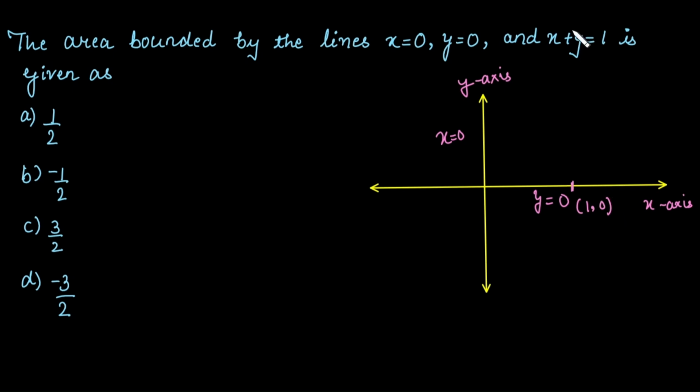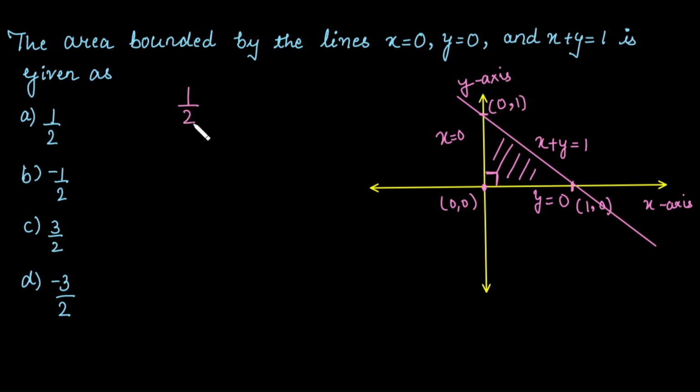(1, 0). In the next step, take x is equal to 0. When x is 0, the value of y is 1. So this is (0, 1). Now take a line passing through these 2 points. This is the x plus y is equal to 1 line. Now bounded region. Which is the bounded region? This is a triangle. So again it is a triangle, right angle triangle. This point is origin. This point is (1, 0). This point is (0, 1).